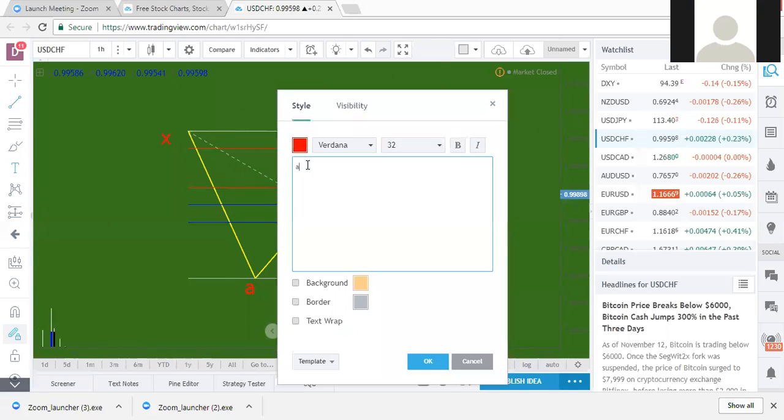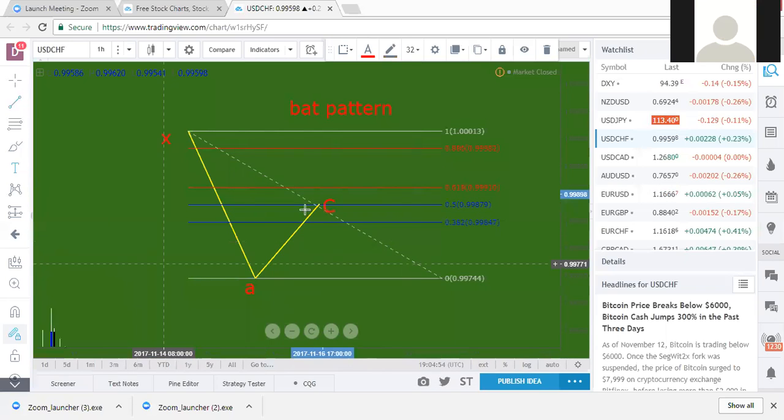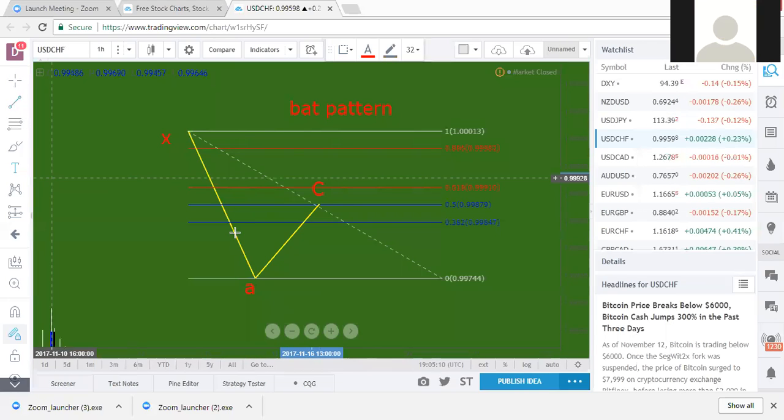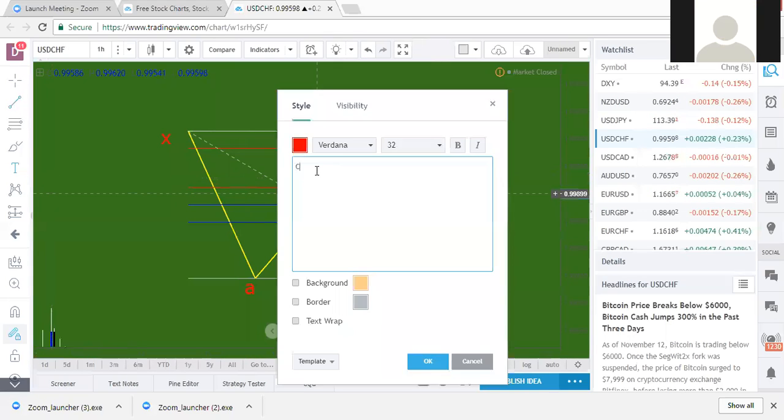Once we've identified that price retraces back to the minimum of the 50, we can begin to look for our, no, that's a B, excuse me, I'm sorry. I'm a little bit nervous, my first time. That's going to be the B.